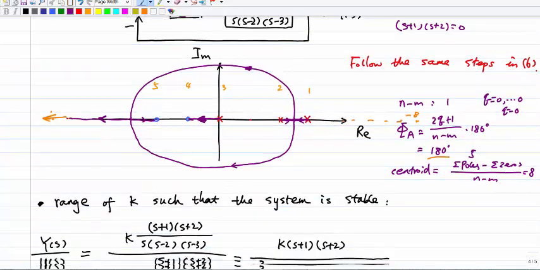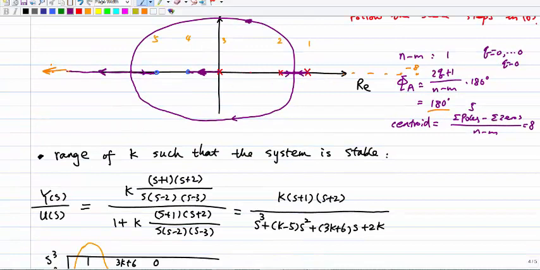So the last question is to compute the range of k such that the system is stable. Here k should be greater than something, of course, right? To know the exact value of the lower bound for k, we use the Routh-Hurwitz criterion again to determine the range of k.